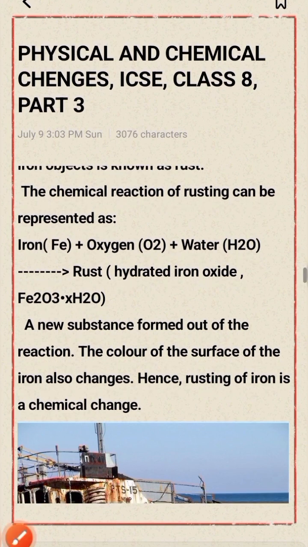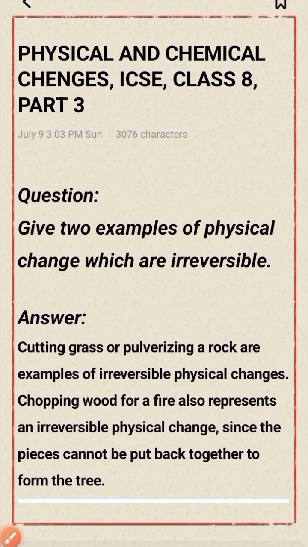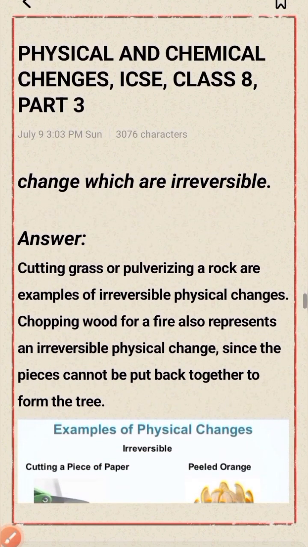Okay, my dear viewers, show the picture, example of rusting. Okay, next question: give two examples of physical changes which are irreversible. Mainly, physical changes occur reversibly. Now, examples of irreversible ones: cutting glass or pulverizing a rock are examples of irreversible physical changes.